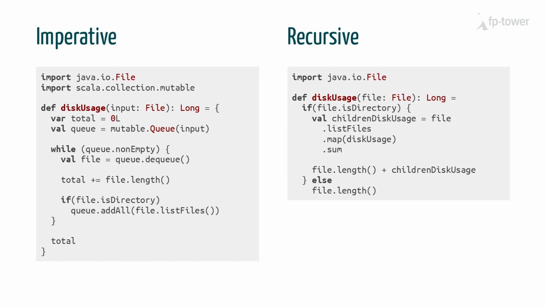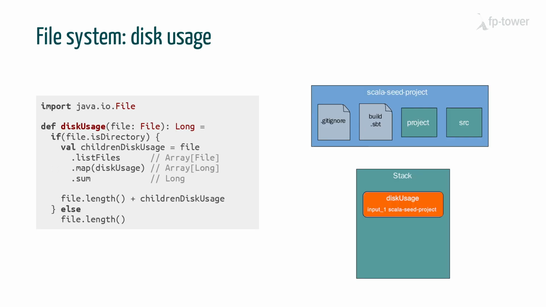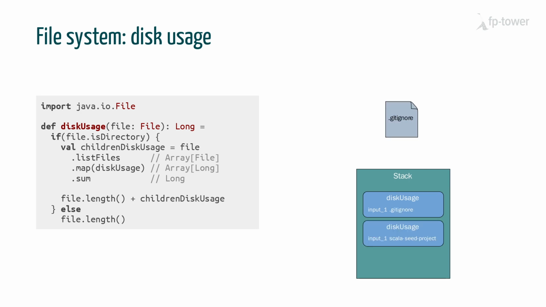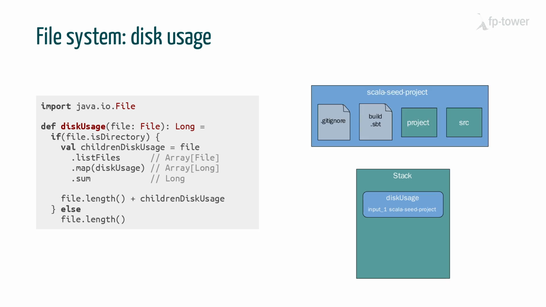Let's visualize how the recursive function is executed. We start by calling disk usage on Scala seed project. As you can see, it adds a frame with this file name on the stack. Then, because it's a directory, we call disk usage recursively on its children. First on .gettingNow, which adds a second frame on the stack. .gettingNow is a normal file, which means that after we compute its size, we remove its frame and go back to the Scala seed frame.